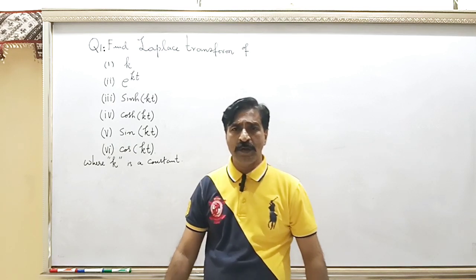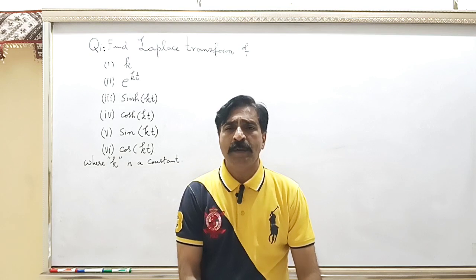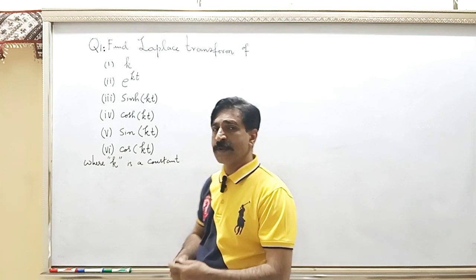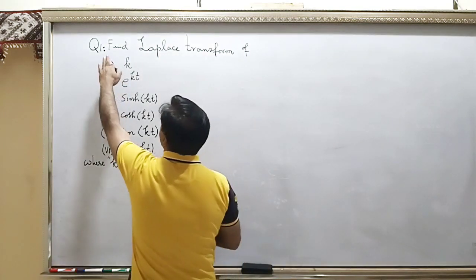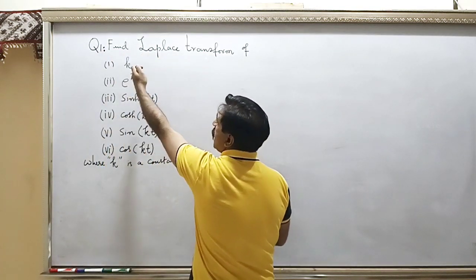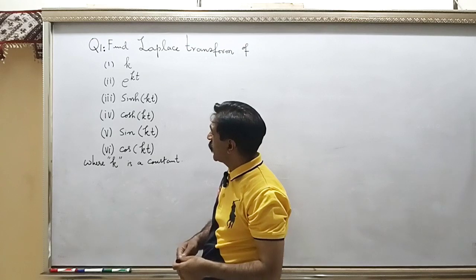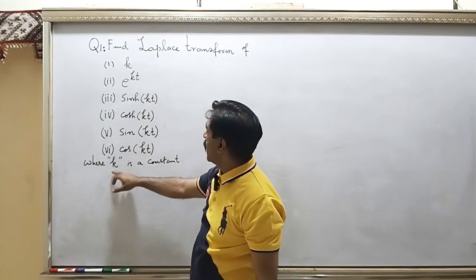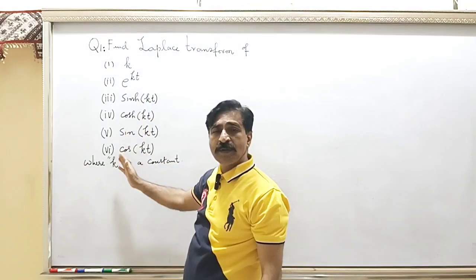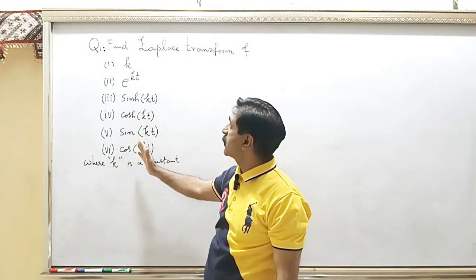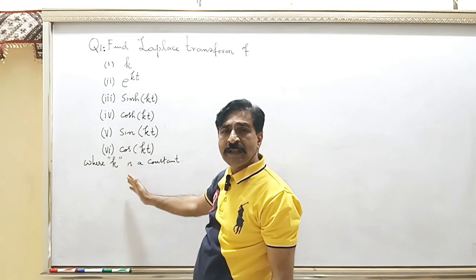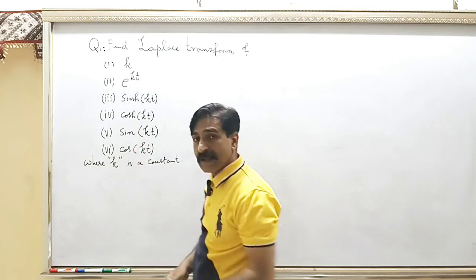Today we are going to solve some problems about Laplace transform, and here is your first question. Question number 1. Find the Laplace transform of these 6 functions, where k is a constant. Wherever k happens to be, it will be treated as a constant. We need to find the Laplace transform of these 6 pieces of this question. And let's start.